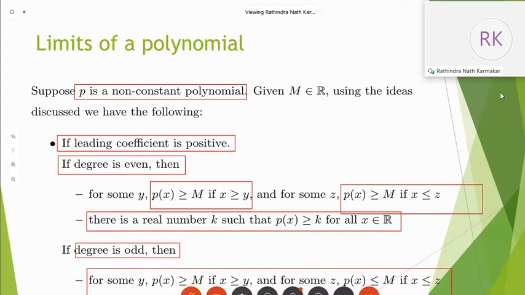So, do you understand how the graphs of these polynomials look? Positive leading coefficient with odd degree and even degree polynomials? Okay. So that is the graphical intuition and this is the rigorous statement.